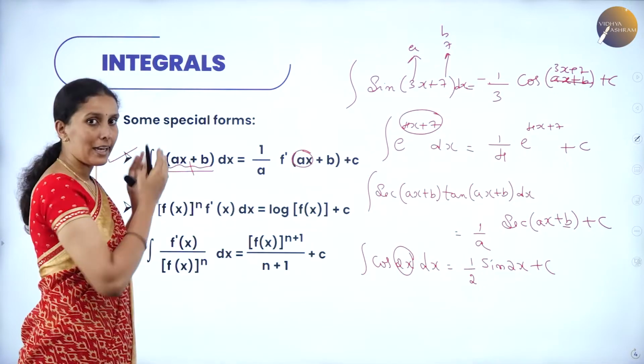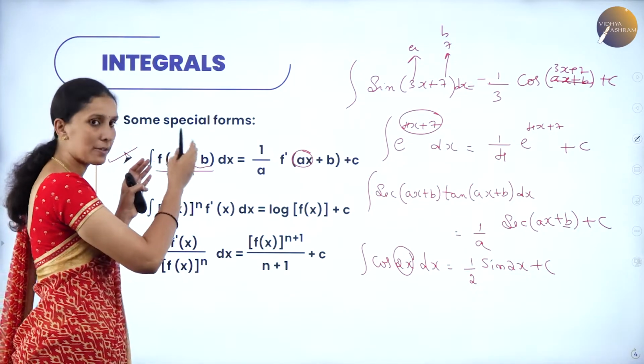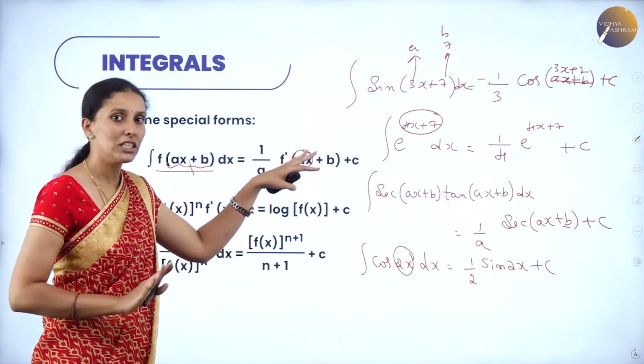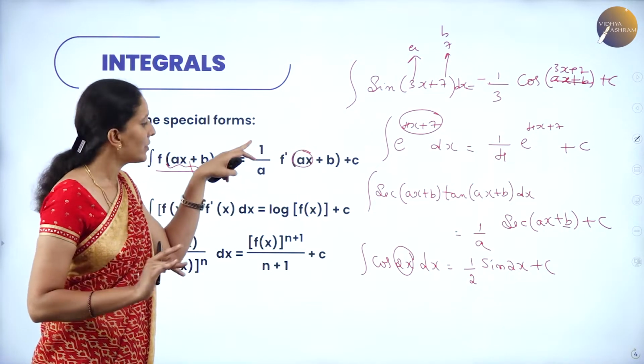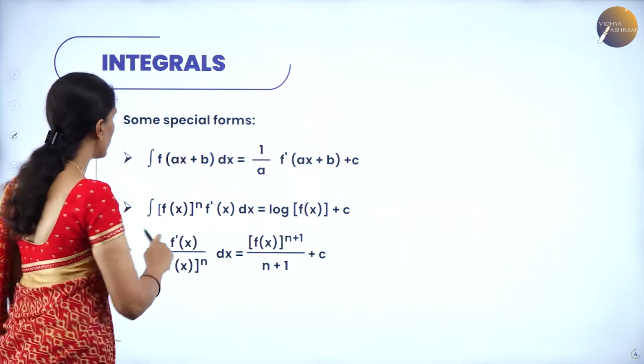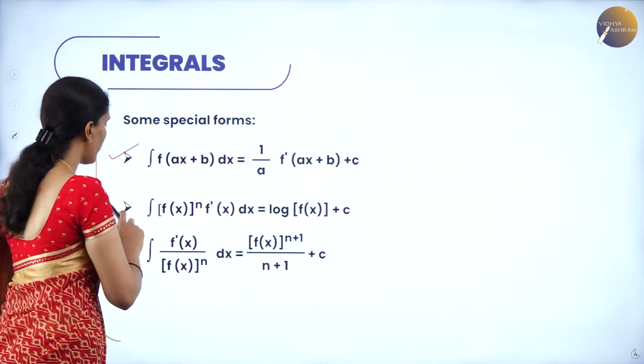So like this, for any function in the form of f of ax plus b, you have to write its integral as it is, as you have learned in the standard integrals. The only thing is you have to multiply it by 1 by a. So now I hope you understood the first one. Next we have the second one.